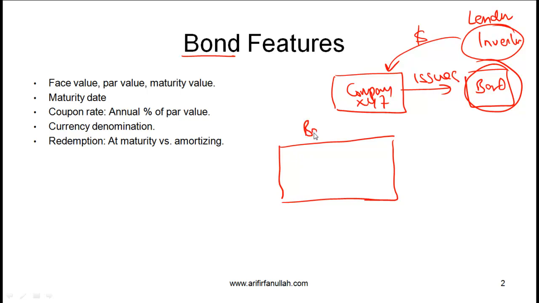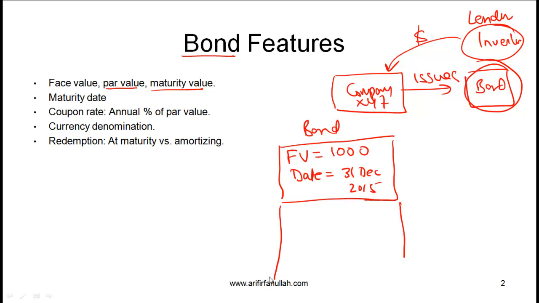So this bond has a certain face value. That face value, let's say, is equal to 1,000. The face value is also called par value or maturity value. This bond will also have a maturity date. So let's say that maturity date is equal to 31st December 2015, and there are several other aspects too. So that gives us when the bond will mature. The maturity date is when the investor will get back face value.